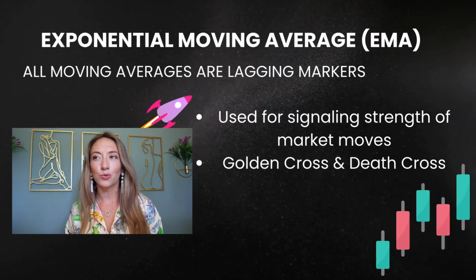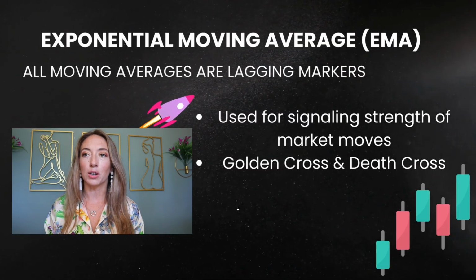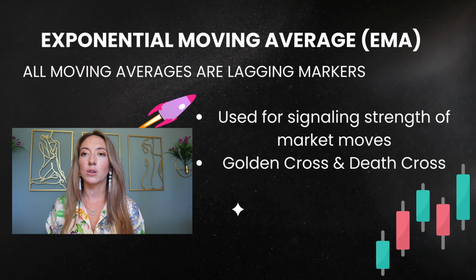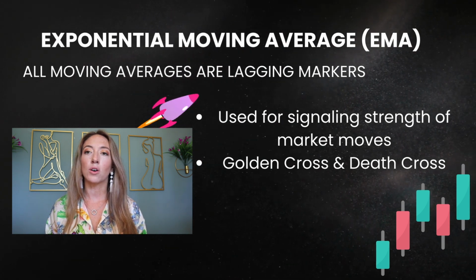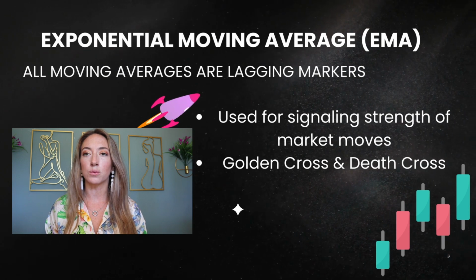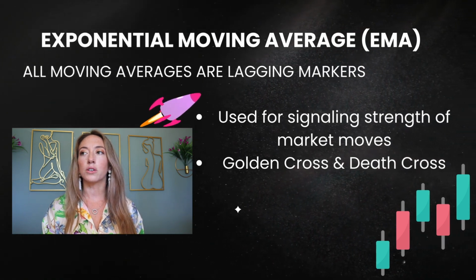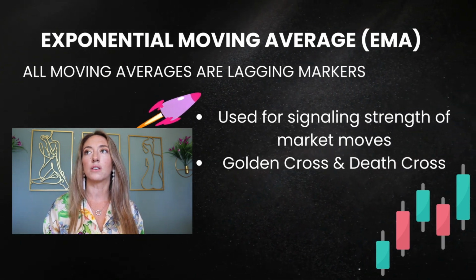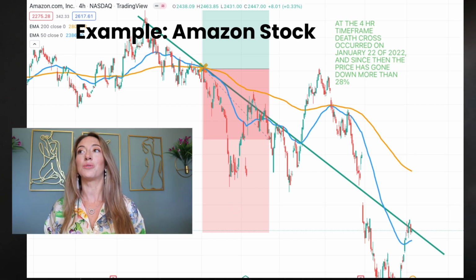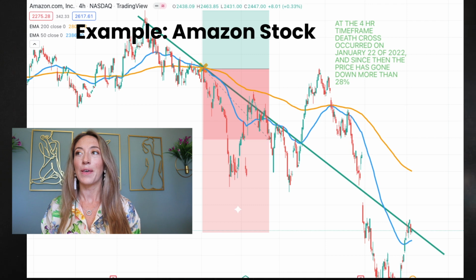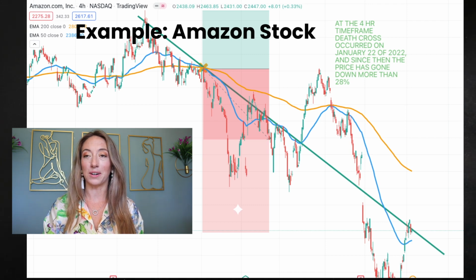This is typically used for signaling the strength of market moves, and the example that we're going to cover is based on real-world examples that you can use when you're looking at charts. This is supposed to be a very short video. So you may have often heard of the golden cross and the death cross. We're going to look at Amazon today. They had a death cross in January of 2022, and since then the price has gone down more than 28%.